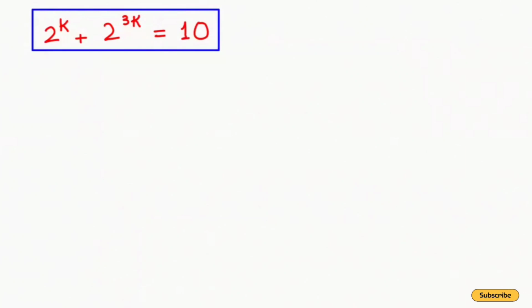Hi everyone, in this video I am going to solve this math exponential equation. The equation we have is 2 to the power of k plus 2 to the power of 3k equals 10. Here we need to find the value of k. So let's get started with the solution.